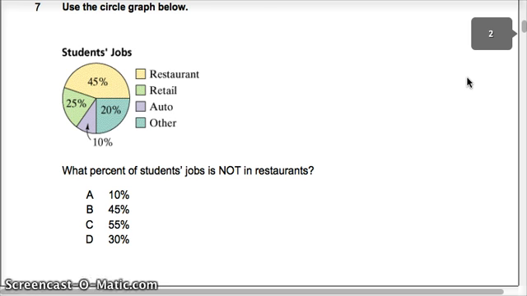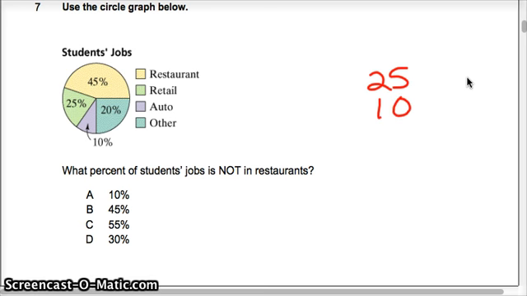Here we have a circle graph. They want to know what percent of students' jobs is not in restaurants. Well, if I look at retail, that's not a restaurant, so that's 25. If I look at auto, that's not a restaurant, so that's 10. If I look at other, that's not a restaurant, that would be 20. I add all of that up, that'll tell me the percent of students that don't have jobs in the restaurant industry. So 5, 2 and 1 is 3, plus 2 more is also 5, which would give me 55%.